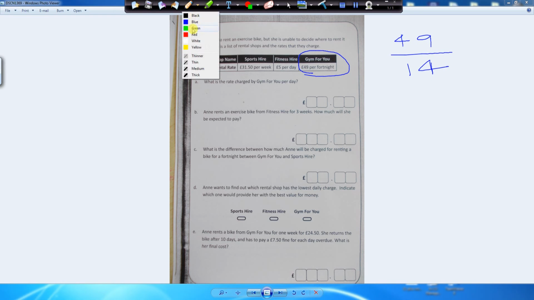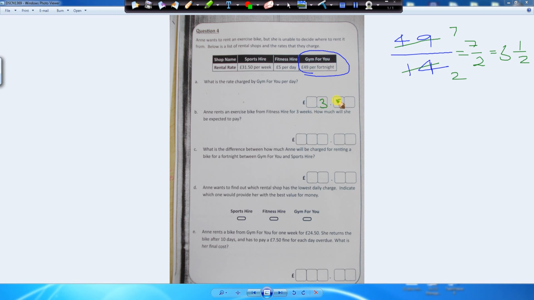Now, what do we do here? We do some simplifying. The highest common factor is 7. So 49 divided by 7 is 7. 14 divided by 7 is 2. So we're left with 7 divided by 2, which is equal to 3.5. In terms of monetary values, that will be £3.50, because £3.5 is £3.50.